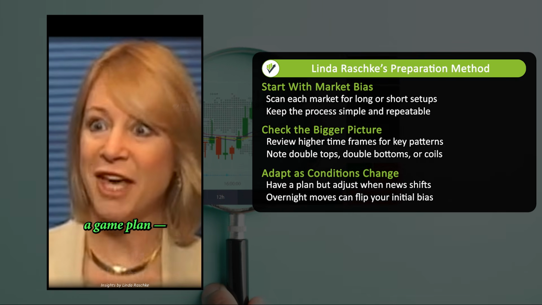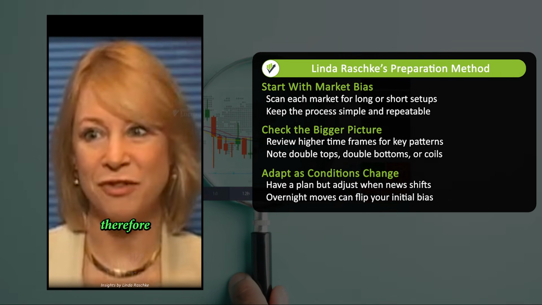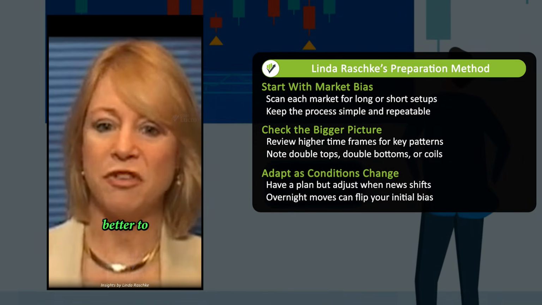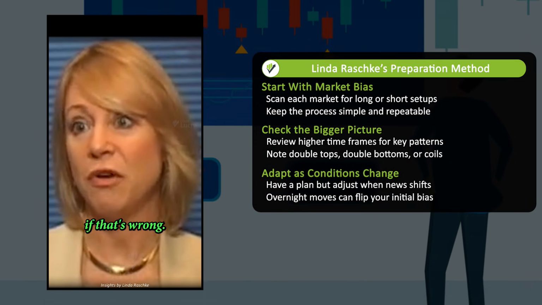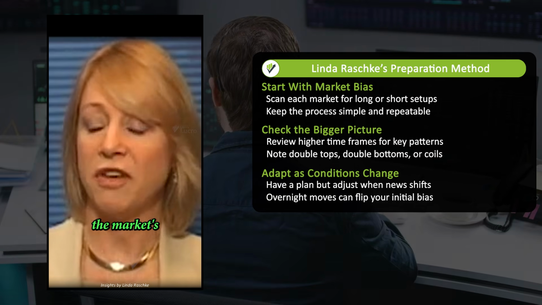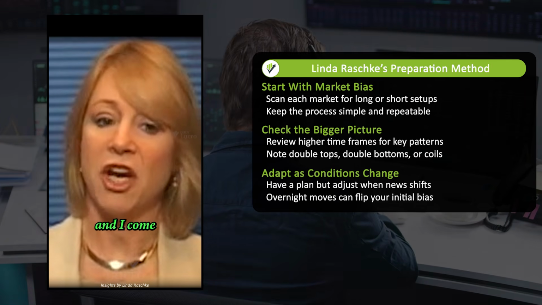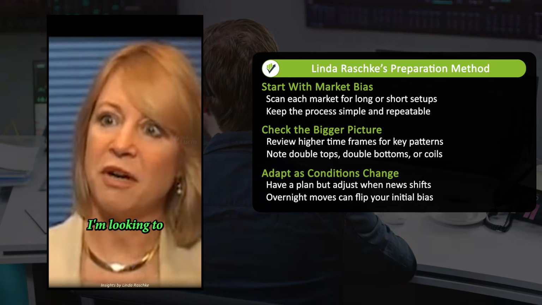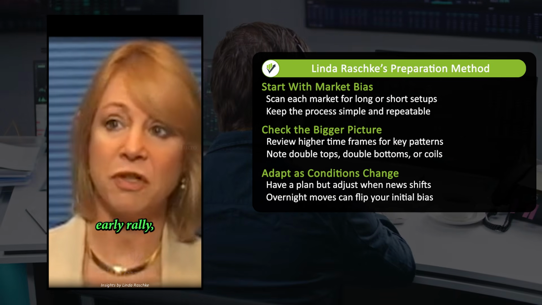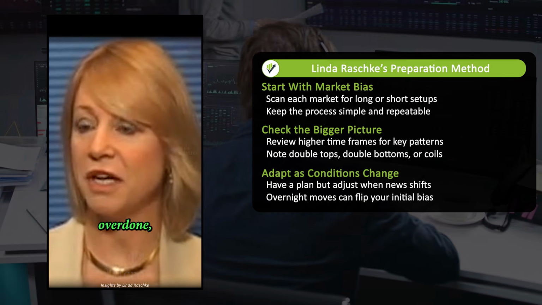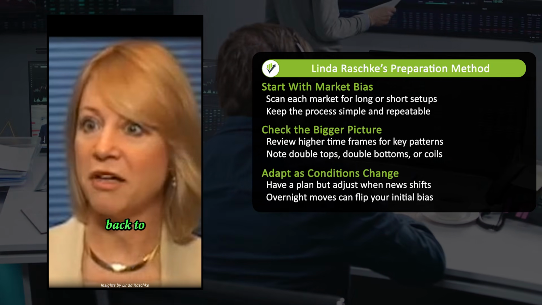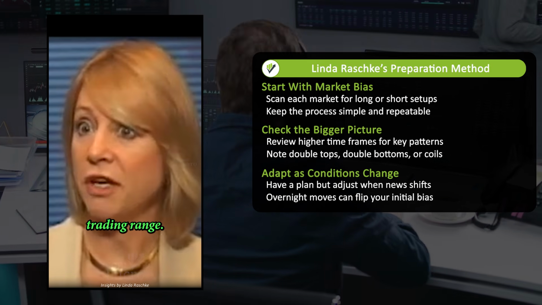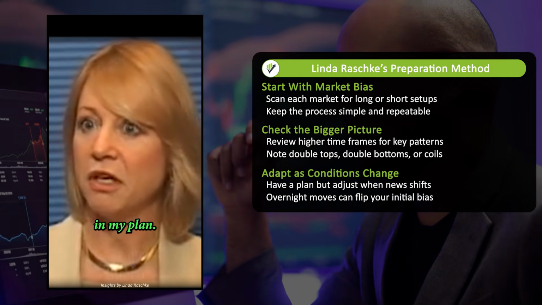If you have a game plan, you know if it's the wrong game plan too, so therefore it's easier to correct it. It's much better to have an idea and then right away you'll know if that's wrong. So for example, let's say the market's been up for 2 days and I come in thinking, all right, I'm looking to short the market if there's an early rally because it's a little bit overdone, and it can pull back to the middle of yesterday's trading range. So that might be what I'm thinking in my plan.